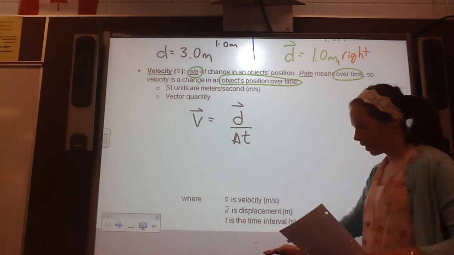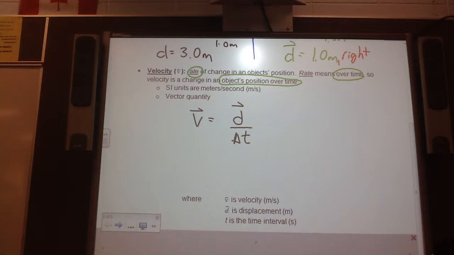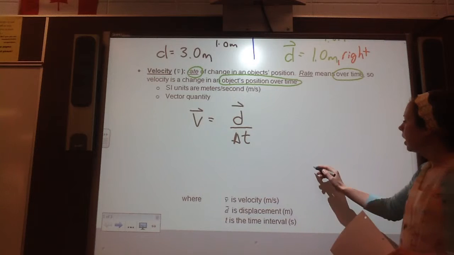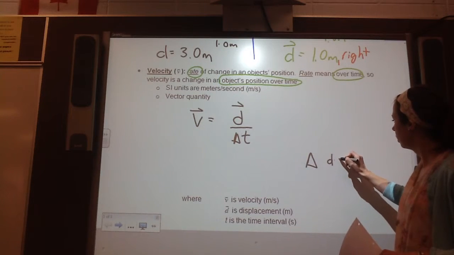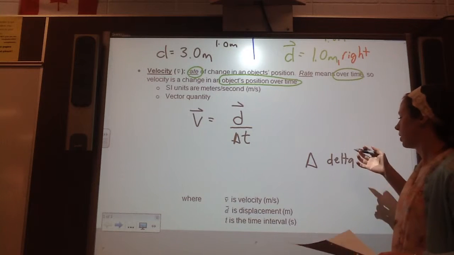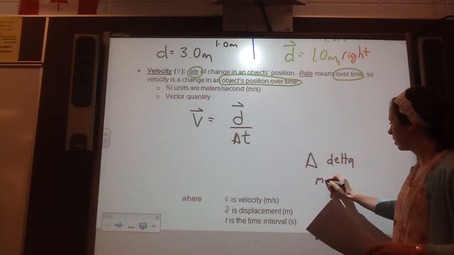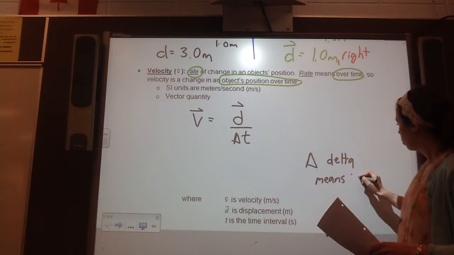So, where your v is your velocity in meters per second, your d is your displacement, and t is your time. And you can make a note to yourself saying that that symbol means delta, okay, or that's what the symbol is called, and it means change.